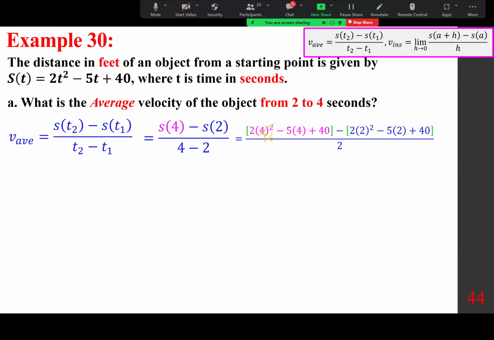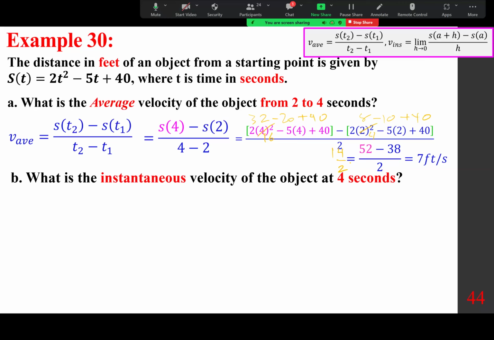This is 16. You get 32 minus 20 plus 40, and that would be 52. This is 4. 2 times that is 8 minus 10 plus 40 is 38. So we have 52 minus 38 in the numerator, which is 14 over 2, or 7 feet per second.